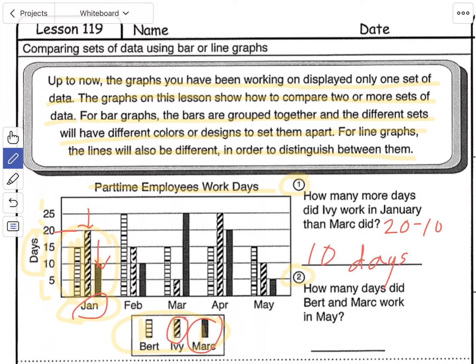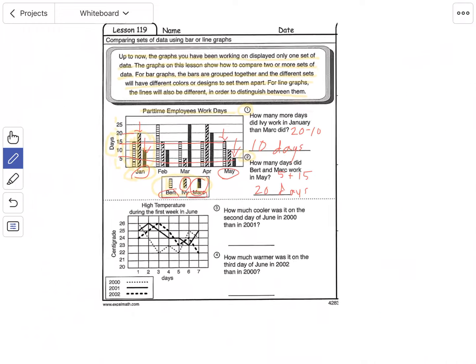And number 2, how many days did Bert and Mark work in May? So we have to look down to May, and we have to look at Bert, which is the lines that go across, and Mark, which is the solid ones. So we're looking here and there to see how many they worked together. So Mark worked 5 and Bert worked 15 right there if you go straight across. And 5 plus 15, of course, is 20 days. Hopefully your writing is neater than mine. I'm trying to write with my finger right there.